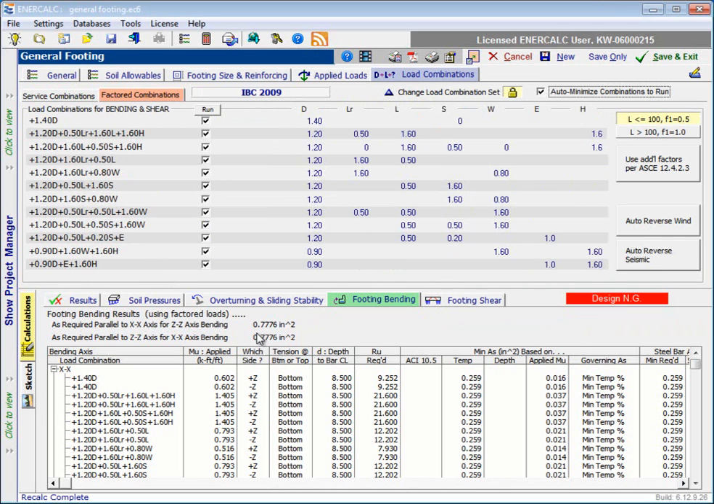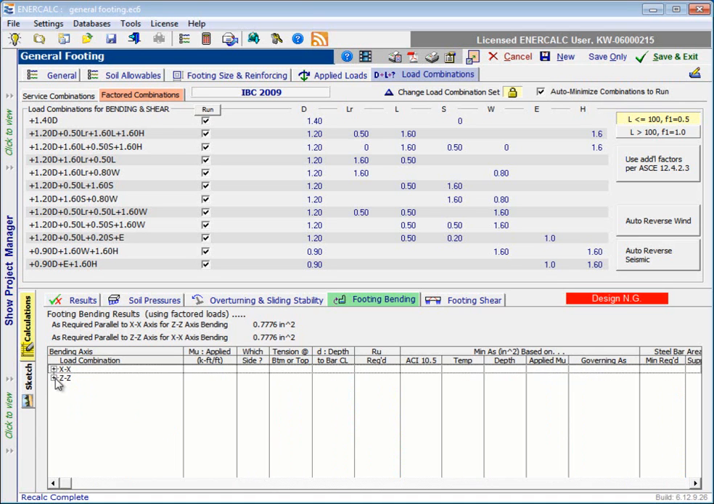And the first piece of information that we're provided is the area of steel required parallel to the x direction or x-axis to address the bending about the z-axis, and the area perpendicular to that, the required area parallel to the z-axis to address bending about the x-axis. When we move down into the table, and I'll just compress the table data, we can see that we are again provided with results for bending about each axis independently.